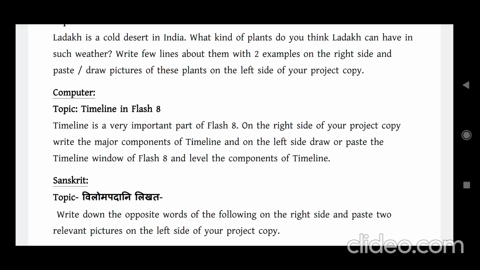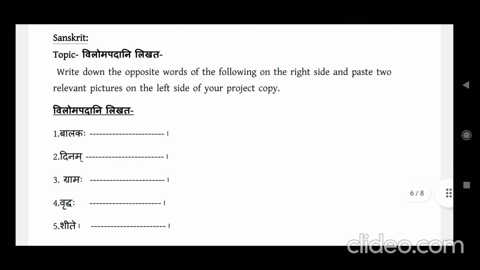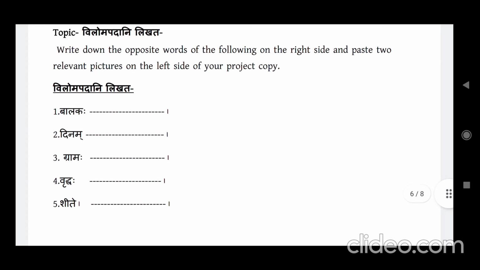Okay. We are coming to Sanskrit and the topic is Vilom Padani Likhan. Write down the opposite words. So you are asked to write opposite words of the following on the right side of your project copy and paste 2 relevant pictures on the left side. You are given 5 different Sanskrit words. The first word is balaka, the second word is dinam, the third word is grama, the fourth word is vriddho, the fifth word is shite.